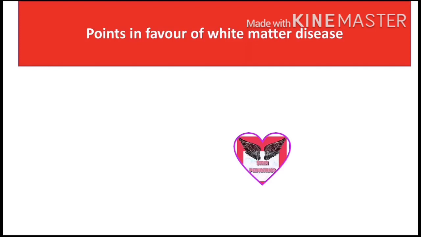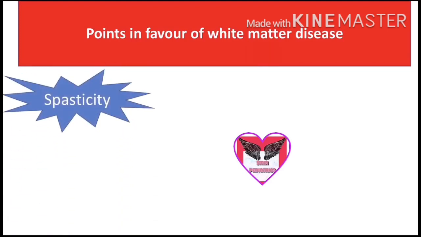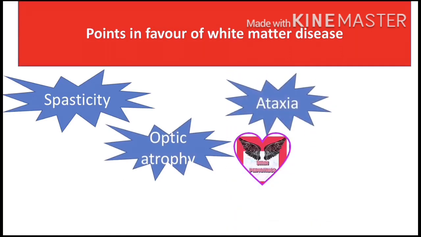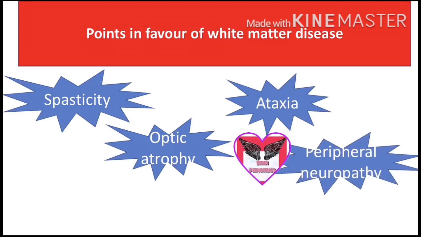Now what are the predominant features of white matter disease? These are spasticity, optic atrophy, ataxia and peripheral neuropathy. The mnemonic is SOAP, SOAP. SOAP features occur early and are predominant in white matter disease, while MMC occurs late in white matter disease. Okay, on the basis of head size, we have microcephaly in grey matter disease, and in white matter disease mostly we have megalencephaly.